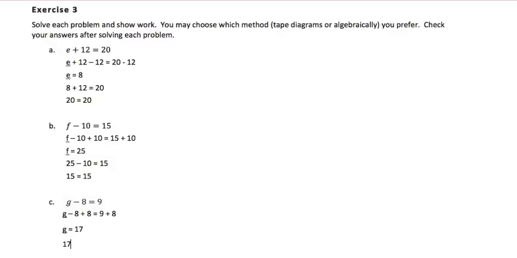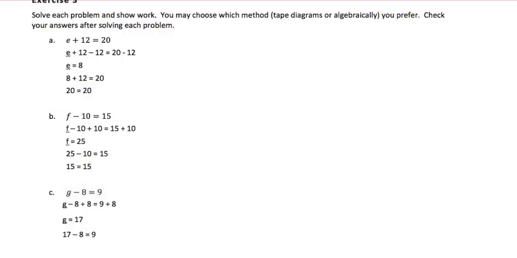Finally, we'll substitute 17 into the original equation and see if that is true or not. 17 minus 8 is 9, and 9 is equal to 9.